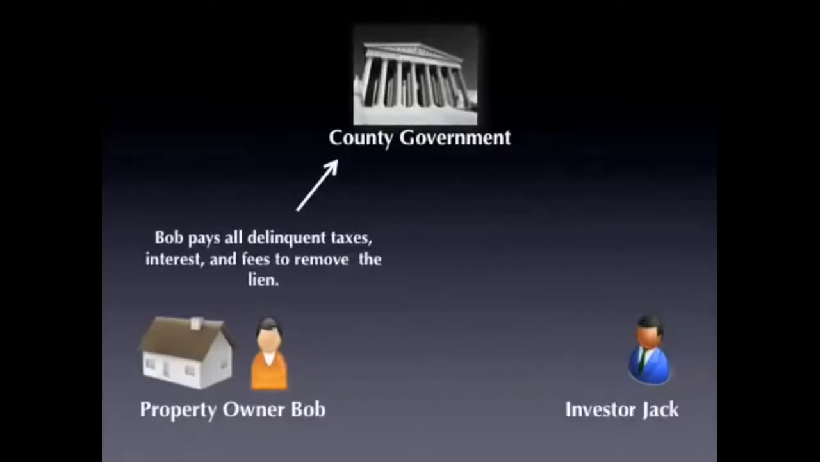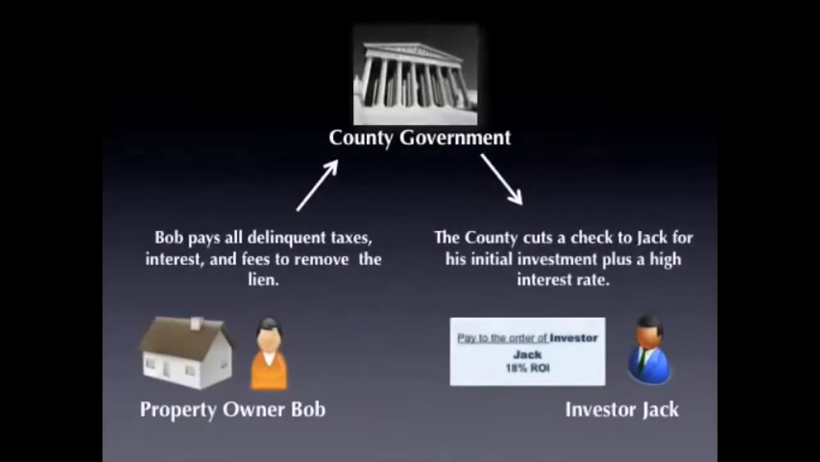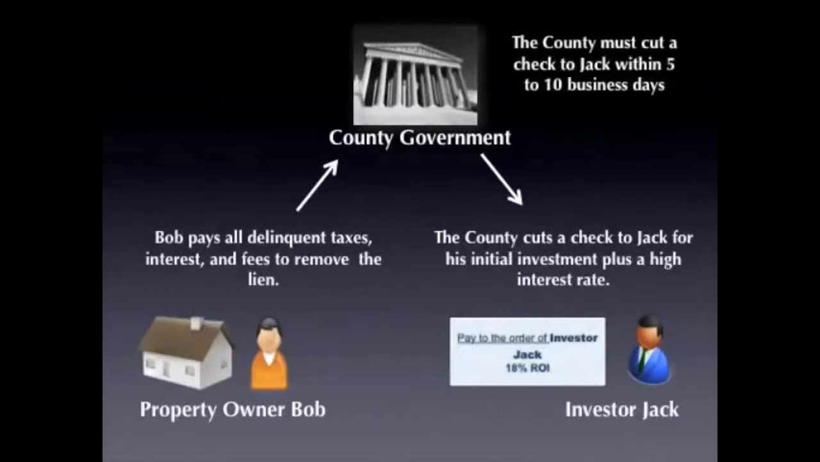So let's say that the property owner pays all of the taxes along with any penalties or fees to remove this lien. Well, in this case, the county will remove the lien from the property and will cut a check to the investor for their initial investment plus the set rate of return that they were guaranteed, which in this case would be an 18% rate of return. Typically, counties will cut these checks within about 5 to 10 business days.